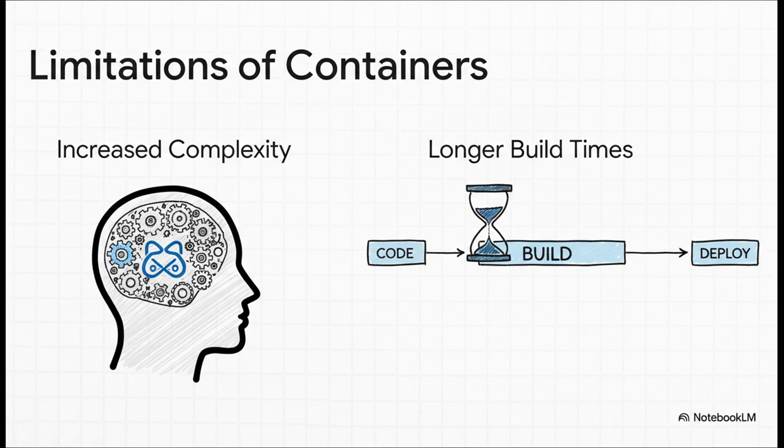Now, of course, with all that power comes a little more complexity. You definitely need to be comfortable working with Docker. This can also add a bit of time to your CI/CD pipelines. Instead of a quick zip and upload, you now have to build the Docker image and then push it to a registry like Amazon ECR, which can slow down your development cycle just a little.